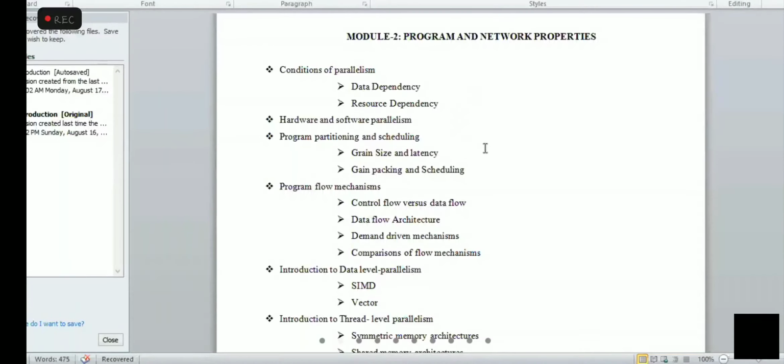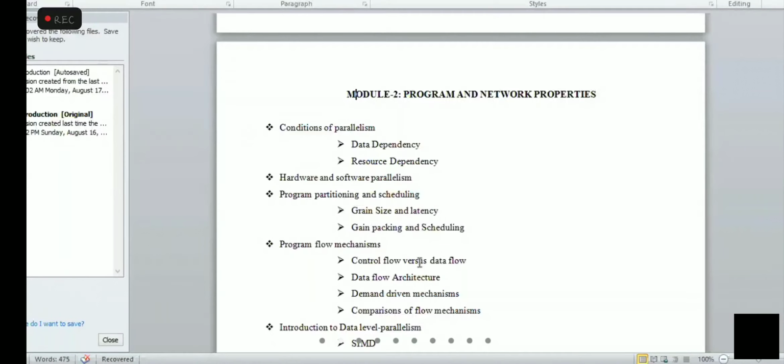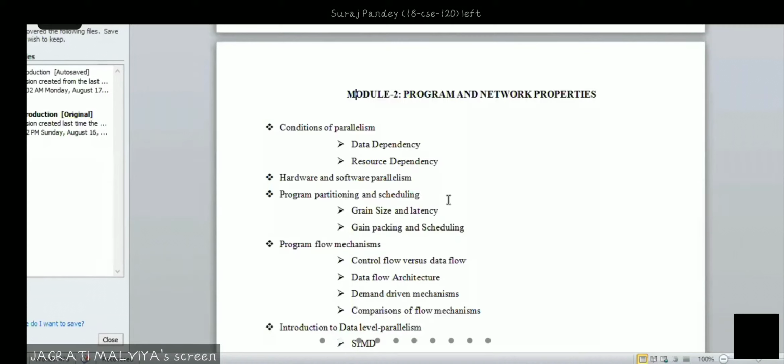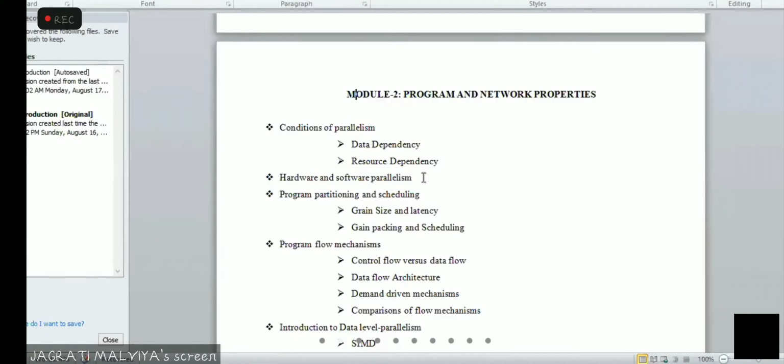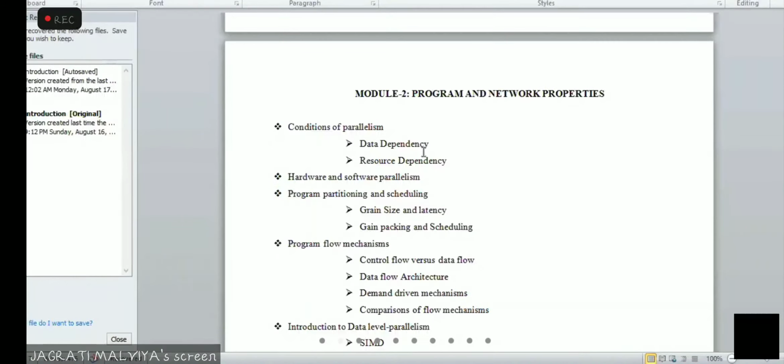But module 2 is completely new for you because new terms and new topics come in this chapter, like conditions of parallelism, data dependency, and resource dependency. These two dependencies are further divided into other subcategories. Now, hardware and software parallelism, and this is the most important topic. It will be asked in exams most of the time.